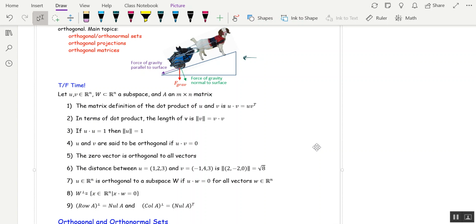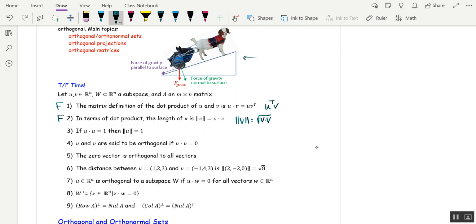Here we go. The matrix definition of dot product of U and V is U dot V is U V transpose. That's false. It should be U transpose V. Number two, in terms of dot product, the length of V is V dot V. Again, that's false. There are two ways to change that. You could square the length, and that is V dot V, or you could write the length of V is the square root of V dot V.